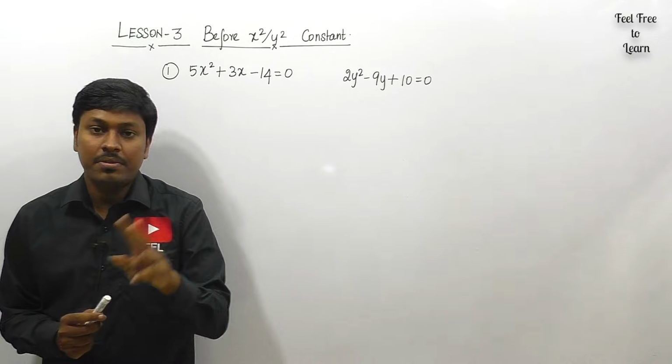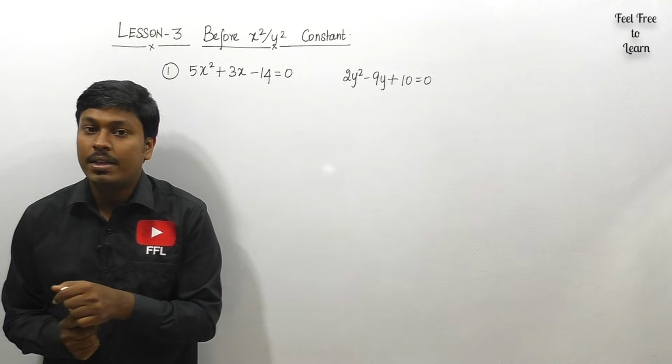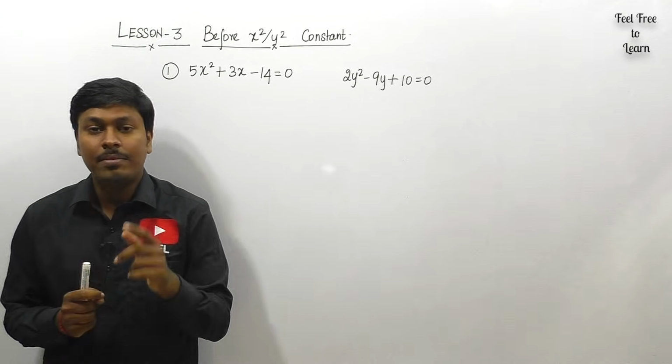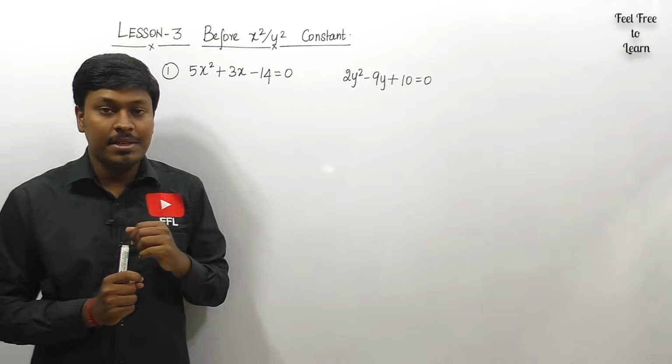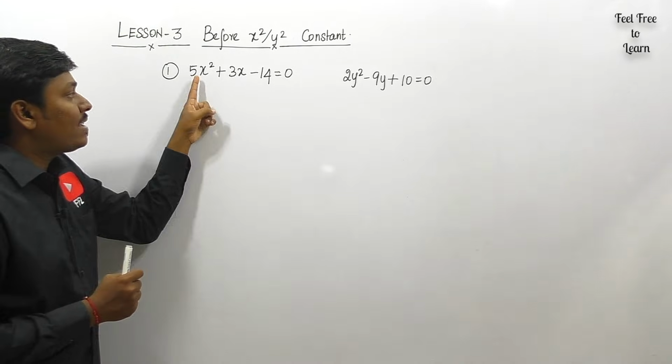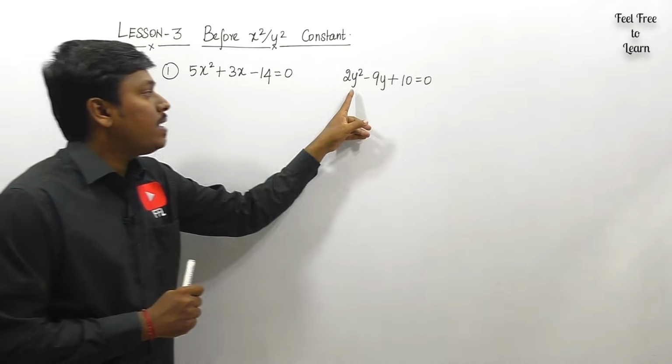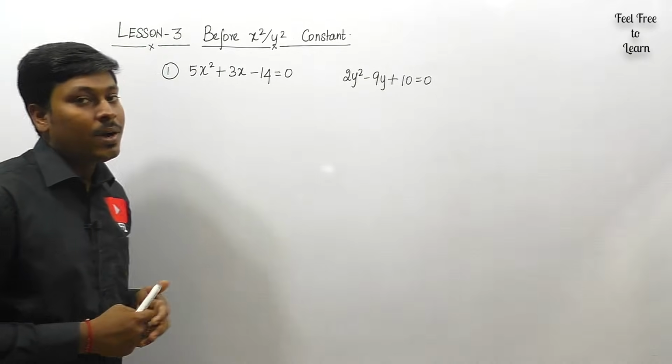So friends, there are two types of quadratic equation. The first type of quadratic equation that we saw in lesson number 2. Before x square and y square, there will be no constant. But in this lesson number 3, just look at this expression friends. X square, x and a constant. It's a quadratic equation. Similarly, y square, y and a constant. Again, it's a quadratic equation.